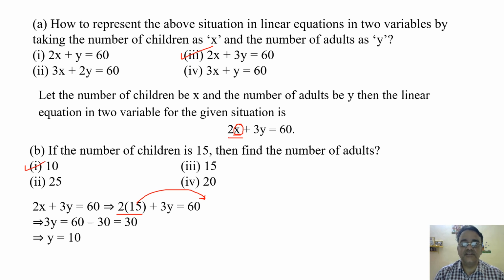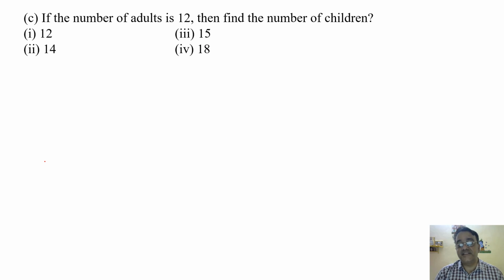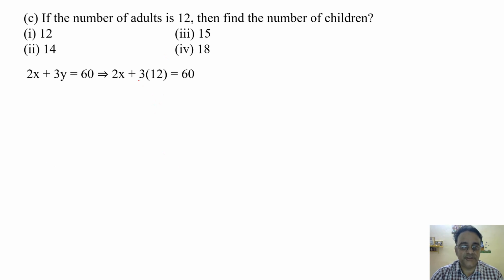Now we are moving toward the third question. If the number of adults is 12, then find the number of children. So 2x plus 3y is equals to 60 में y के प्लेस में हम लोग 12 सब्सटीट्यूट करेंगे. दिस इज 36. 36 को इधर शिफ्ट करो, minus 36. 60 minus 36 is 24. So now the value of x is equals to 12. Right? And the correct option is the first one.